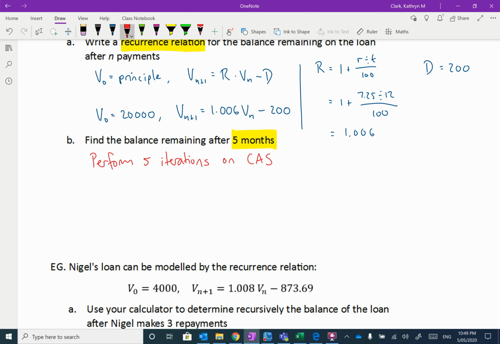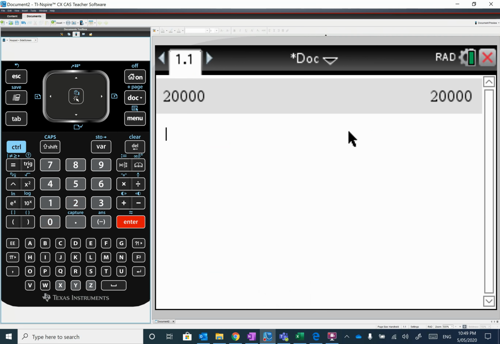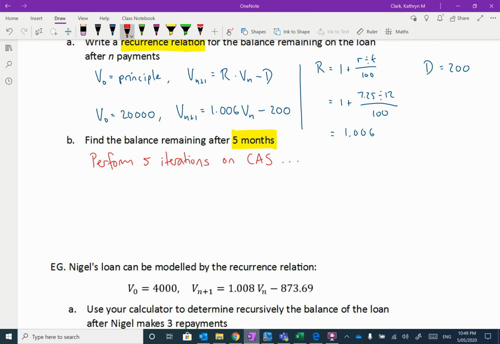So I'm going to set this up. We're going to start on our CAS with our $20,000, and you're going to hit enter so that that's already in the calculator. Now, without pressing anything else, we're just going to type in what I want to do with this equation. I'm going to times it by 1.006 and then subtract 200.